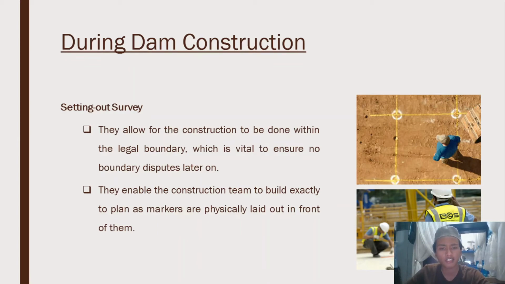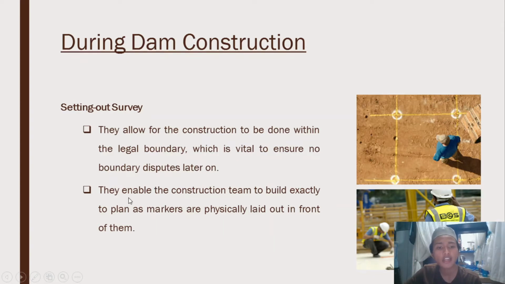Basically, a setting out survey involves transferring a building design onto the land itself so the builders can follow it during construction. Setting out is the establishment of the marks and lines to define the position and level of the elements for the construction work so that works may proceed with reference to them. This process may be contrasted with the purpose of surveying, which is to determine by measurement the position of existing features. And these surveys are important because they allow for the construction to be done within the legal boundary, which is vital to ensure no boundary disputes later on.